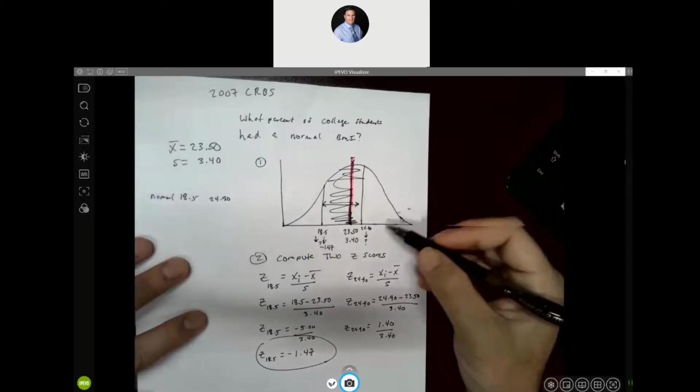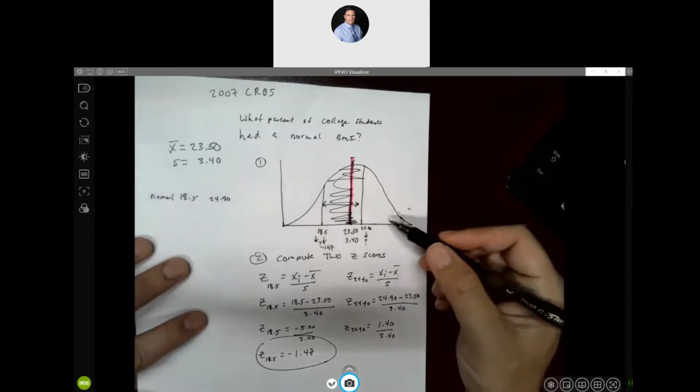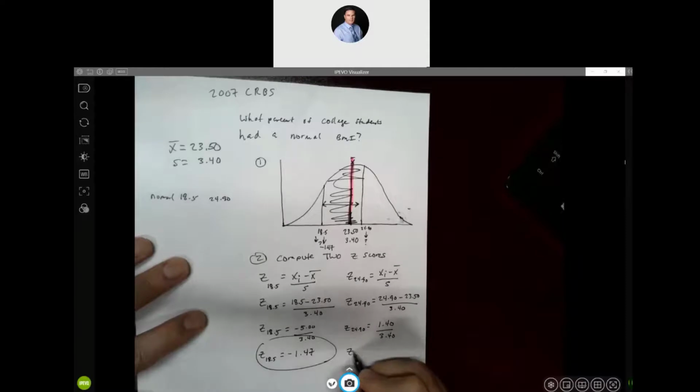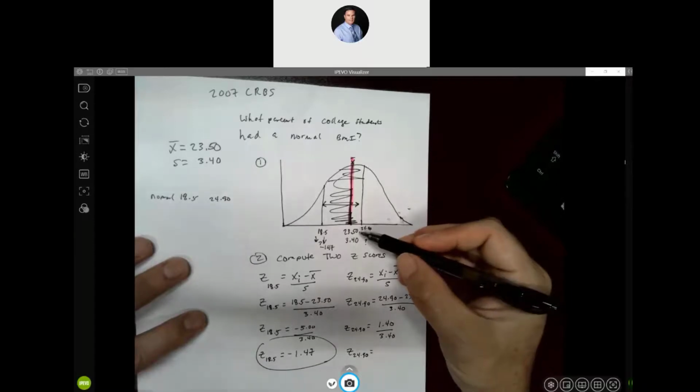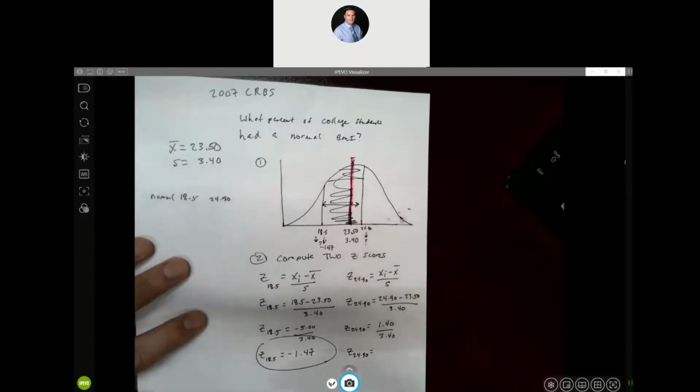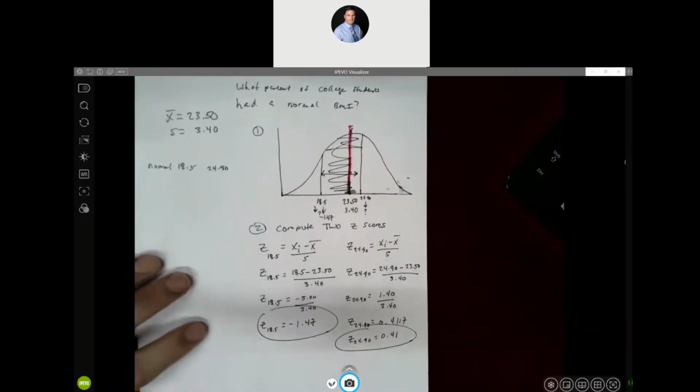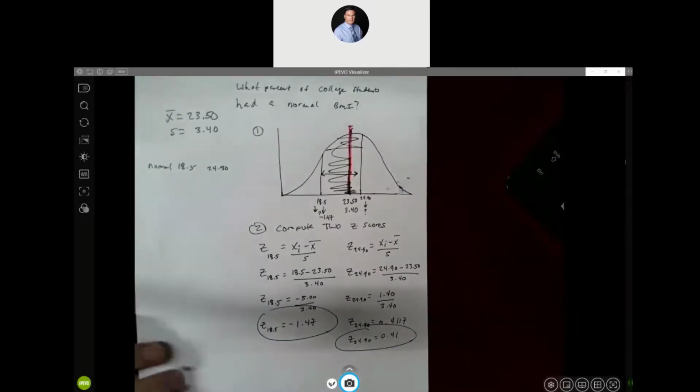Again, we know it's going to be a positive z-score because it's representing an x sub i above the mean. So the z-score that corresponds with an x sub i of 24.90, when the mean is 23.50 and the standard deviation is 3.40, is going to be 0.4117, and we're going to call that 0.41. So we did it. We did step number 2.